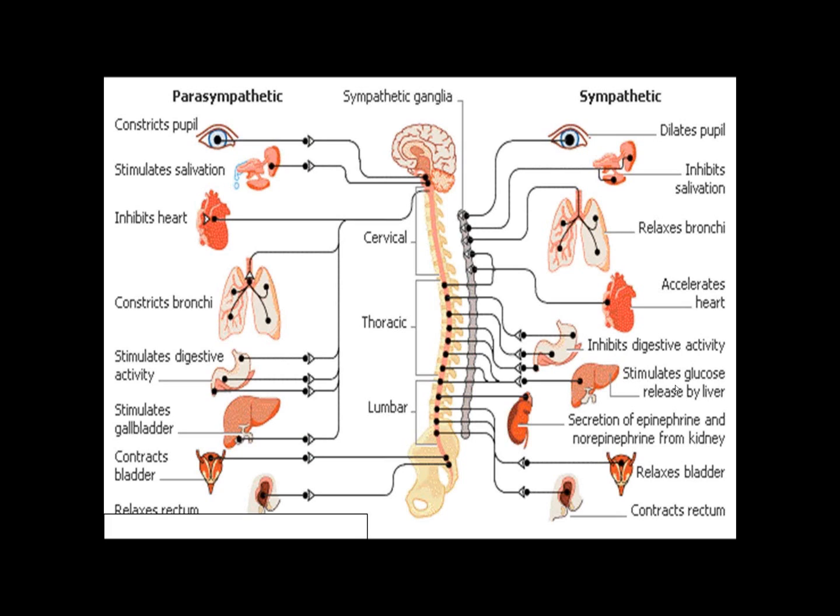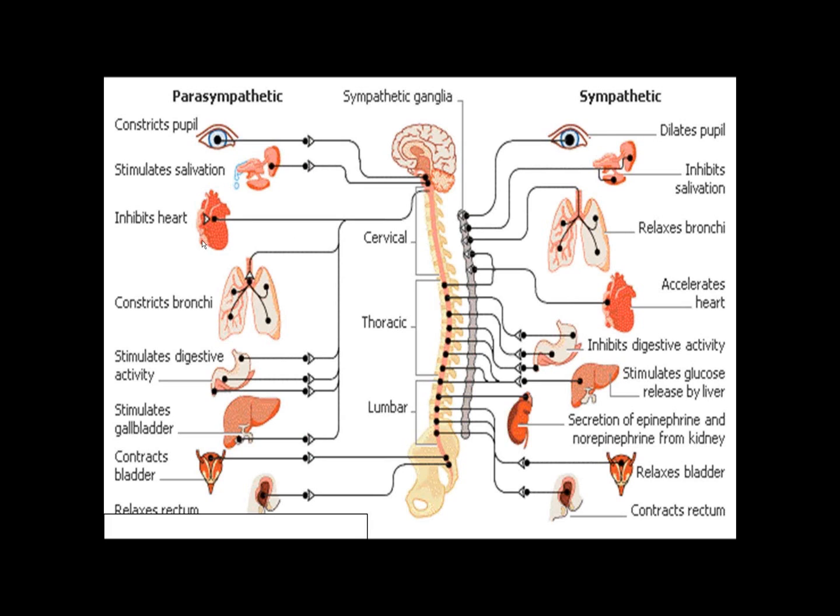So stimulating glucose release by the liver, which, by the way, can affect diabetics and contribute to type 2 diabetes, for example. Secretion of epinephrine and norepinephrine from the kidneys, relaxation of the bladder, and contraction of the rectum. So all of these are interactive functions. So, for example, heartbeat is an interactive function between the parasympathetic and the sympathetic nervous systems. And so we have to have a nice balance.